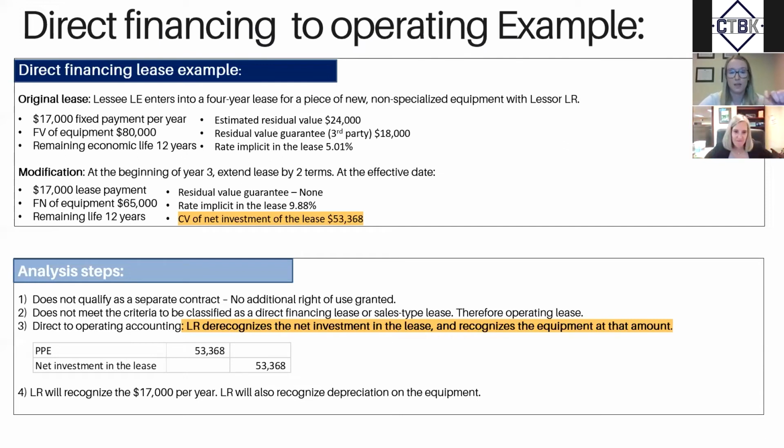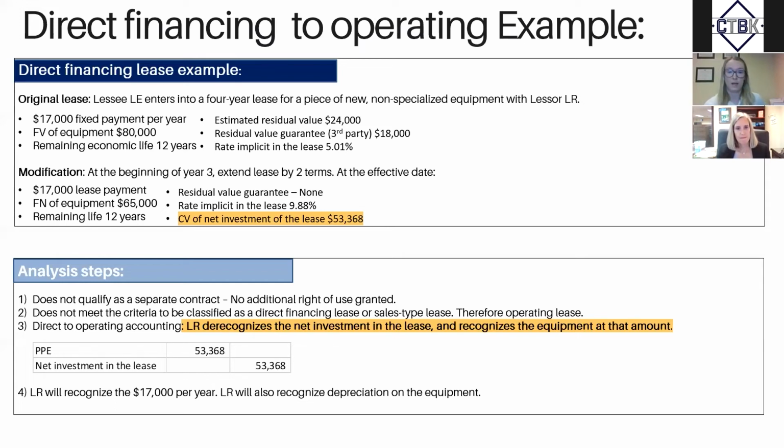So that kind of ties to the piece in yellow, the carrying value of the net investment at the date of modification is what you're going to put your PPE on the books for. And then step 4, another piece of the accounting for this would be the lessor is going to recognize $17,000. That in the modification is $17,000 is the lease payment. So you'll recognize that. And then you're also going to now recognize the depreciation on the equipment since you put the PP&E on your books.